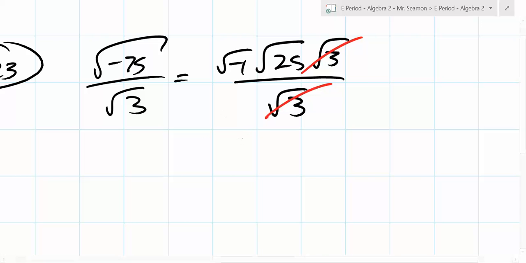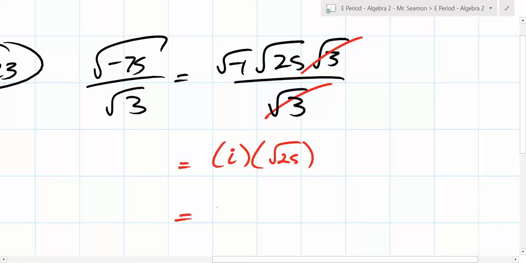Okay, so I'll do it out. So this is i times the square root of 25, right? Yeah. And that is 5i, because the square root of 25 is 5.